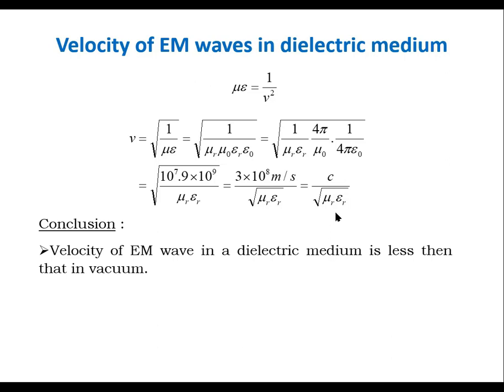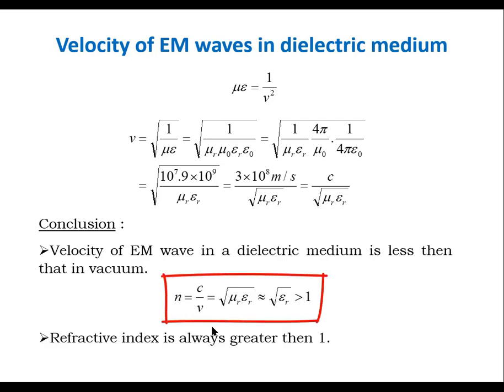So, as a conclusion, the velocity of an electromagnetic wave in a dielectric medium is less than the velocity of an electromagnetic wave in vacuum. And the ratio of these velocities is known as the refractive index of the medium, which will always be greater than 1 because epsilon r is always greater than 1 for any medium, and mu r may be equal to 1 for a non-magnetic material.